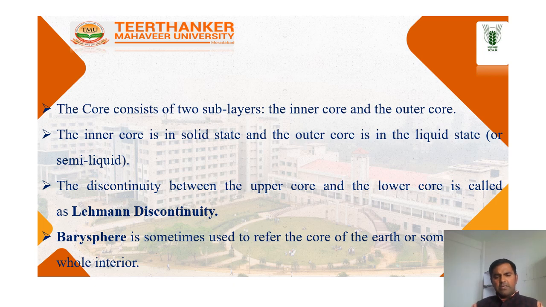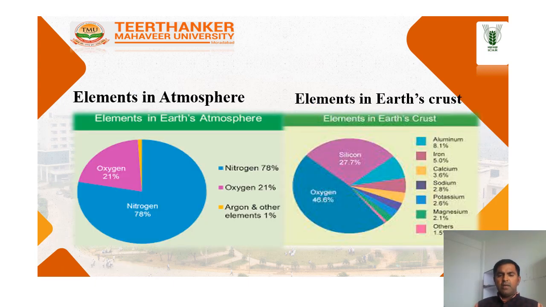The discontinuity between the upper and lower core is called the Lehmann discontinuity. And barysphere is sometimes used to refer to the core of the earth or sometimes the whole earth.